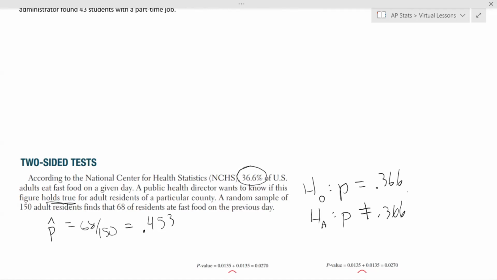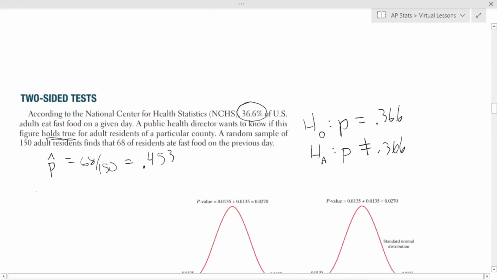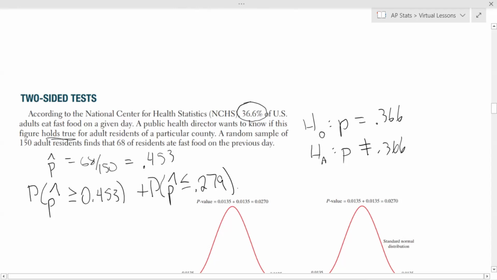So to see how likely it is to get a sample proportion this different or more, we need to basically find the probability of p hat being greater than or equal to 0.453 and the probability of p hat being less than or equal to 0.279. Now, the reason it's greater than 0.453 is because 0.453 from our sample is greater than the national average.